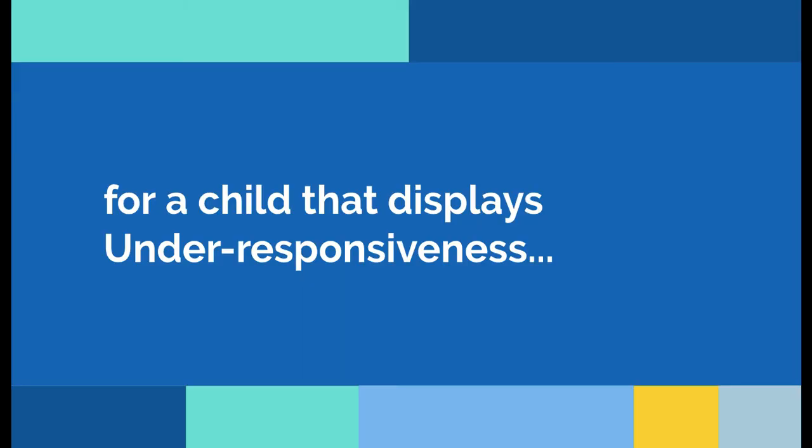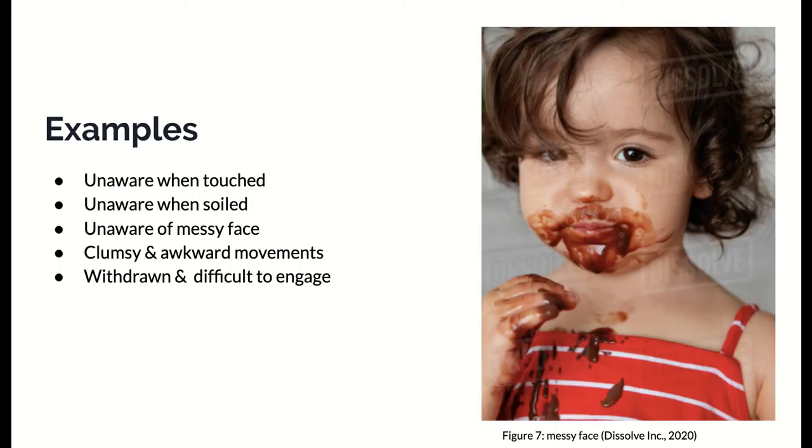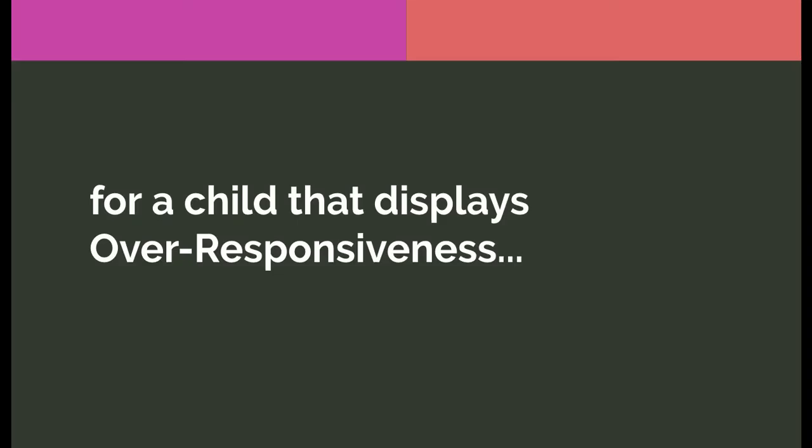For a child that displays under responsiveness and sensory registration problems, this child shows difficulty with not noticing or registering relevant environmental information. The child is not aware that a stimulus is present. Examples might include being unaware when they are being touched, unaware of being soiled, unaware of having a messy face after eating lunch, having clumsy and awkward movements, or being withdrawn and having difficulty engaging with their environment.